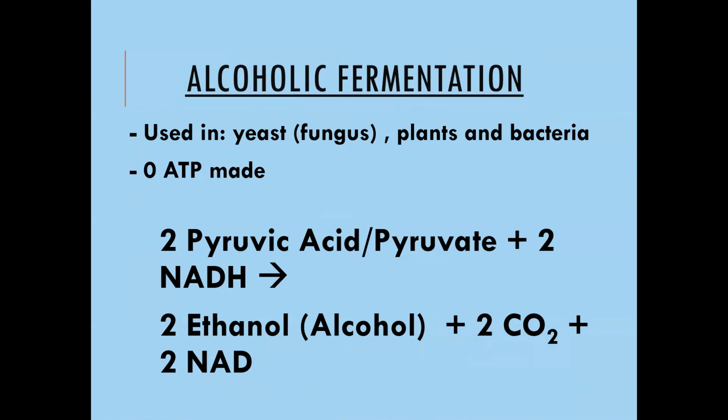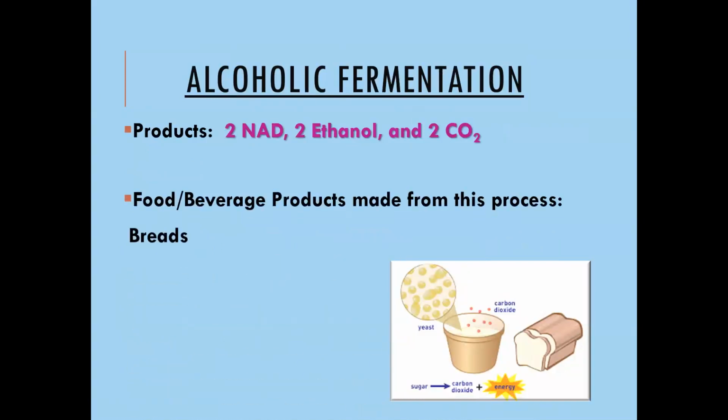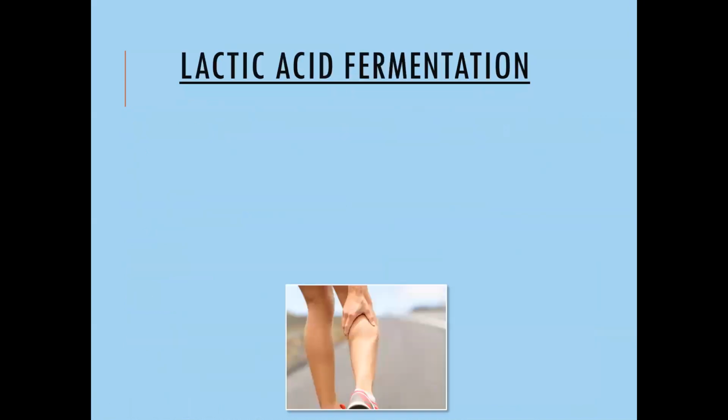And we shouldn't have any trouble remembering because alcohol produces alcohol. It's also going to be used to create food and beverage products like alcohol, right? So we get our 2 ethanols from alcoholic fermentation, and it's going to be used to create beer, wine, spirits, and bread. So make sure we know these products here, and make sure we know some foods that are created using alcoholic fermentation.